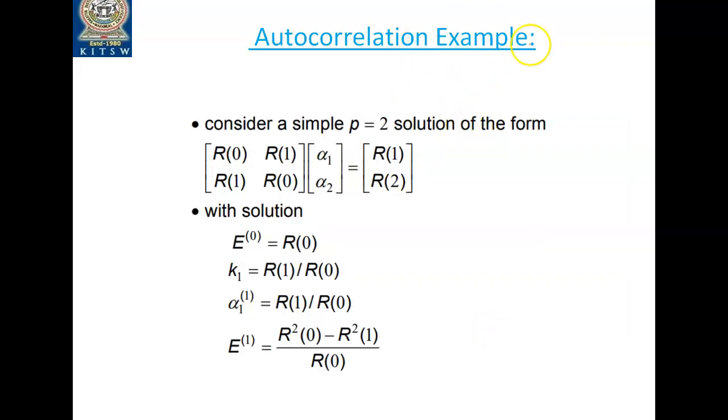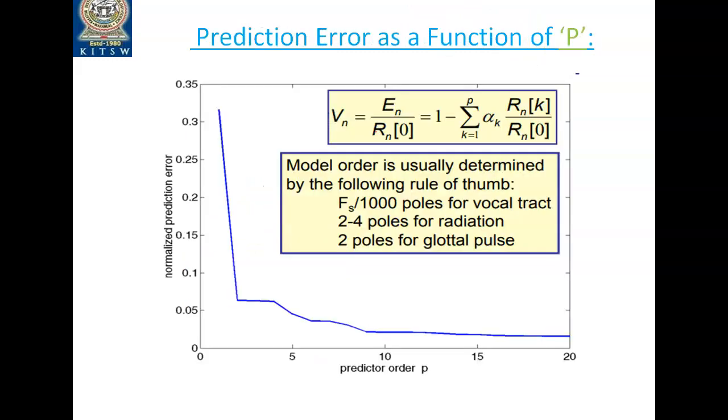And these are some examples when you take p equal to 2 for the autocorrelation. This is the prediction error as a function of p. How the error will be reducing is what we are interested in.